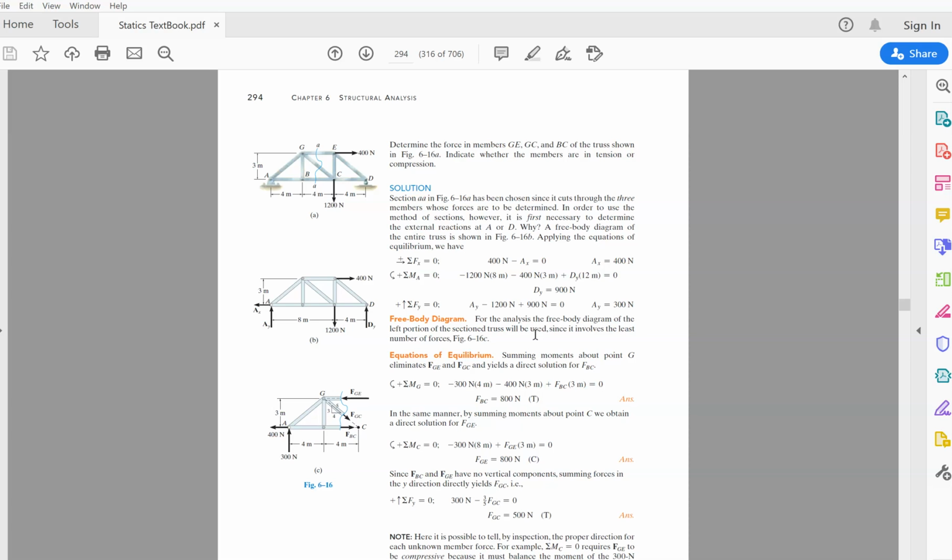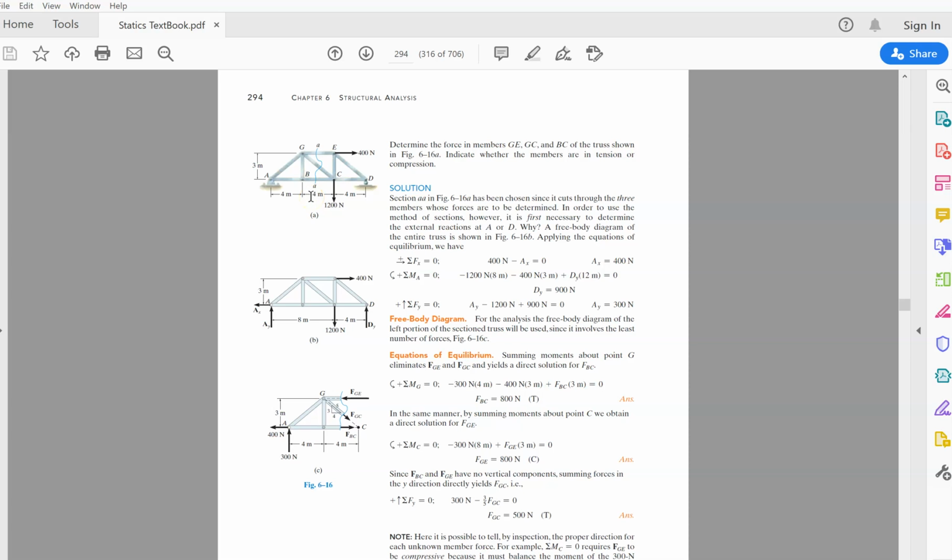Okay, so this is example 6.5. Let's look at example 6.5. Determine the force in GE, GF, GC and BC. So GE, GC and BC. So you need to cut in between. Okay, so you have cut here. This question has actually cut for you, so it's a bit easier.